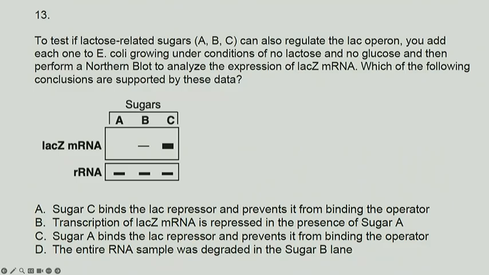So if sugar A bound the lac repressor and prevented it from binding the operator, the operon would be turned on, because it's the repressor, right? And the operator is not on because you don't have any lacZ mRNA.